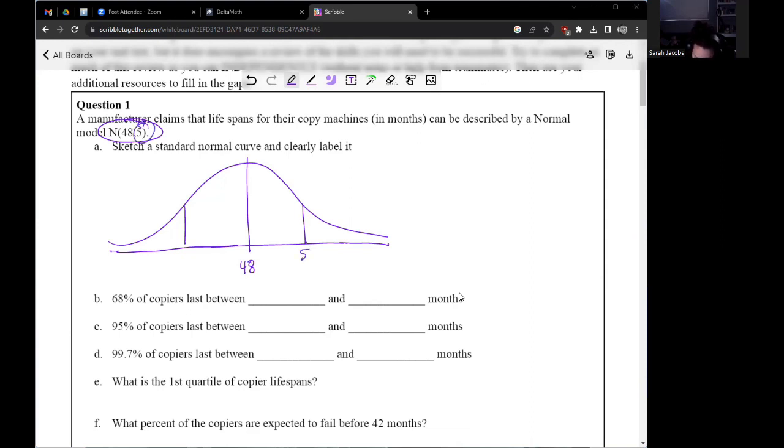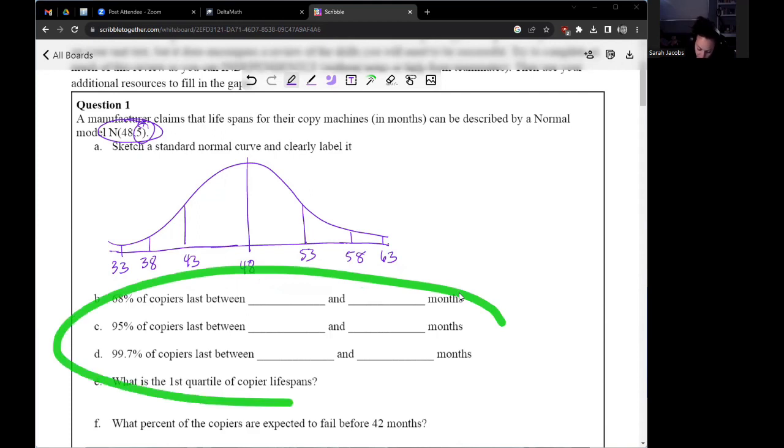So this will be 53. This will be 43. And then our second standard deviation in each direction, 38. And then finally 63 and 33. Let's see. Minus 10, minus 15, plus 15. Okay, so just check it.